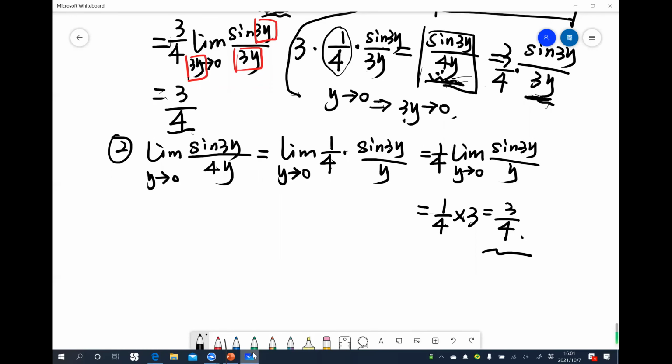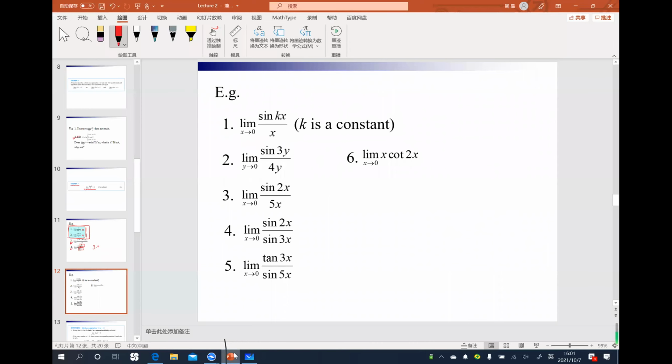Okay, and for question number 3. Question number 3 is similar to question number 2, right? So now you can try to solve it by yourself.